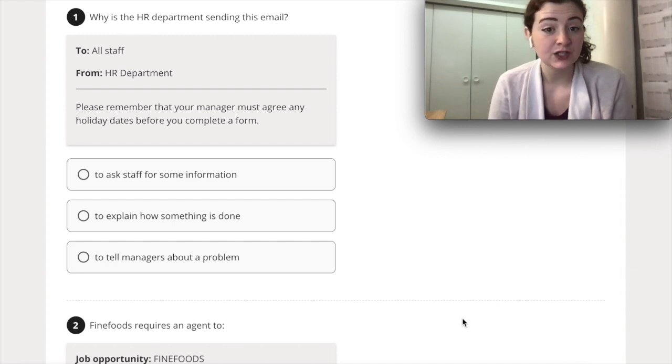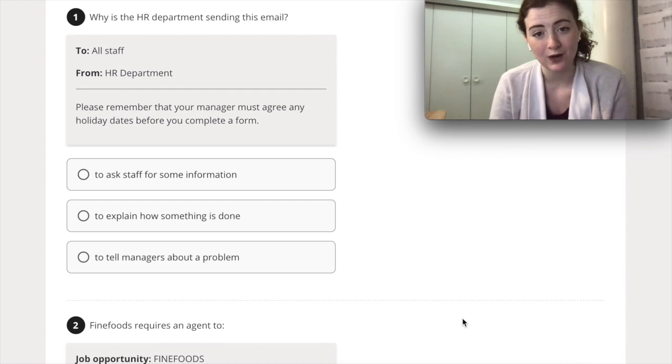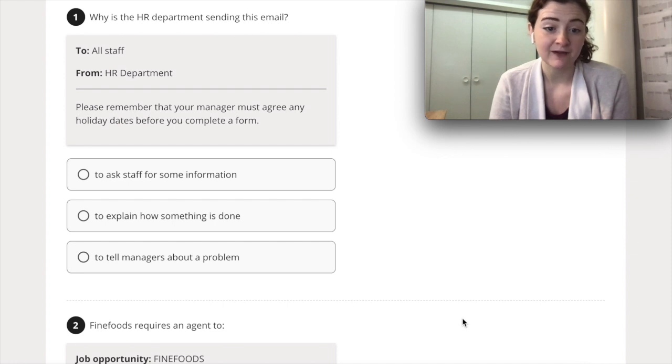Why is the HR, Human Resources, department sending this email? The email says, to all staff, from HR department. The email reads, please remember that your manager must agree any holiday dates before you complete a form. Your options are to ask staff for some information, to explain how something is done, or to tell managers about a problem.